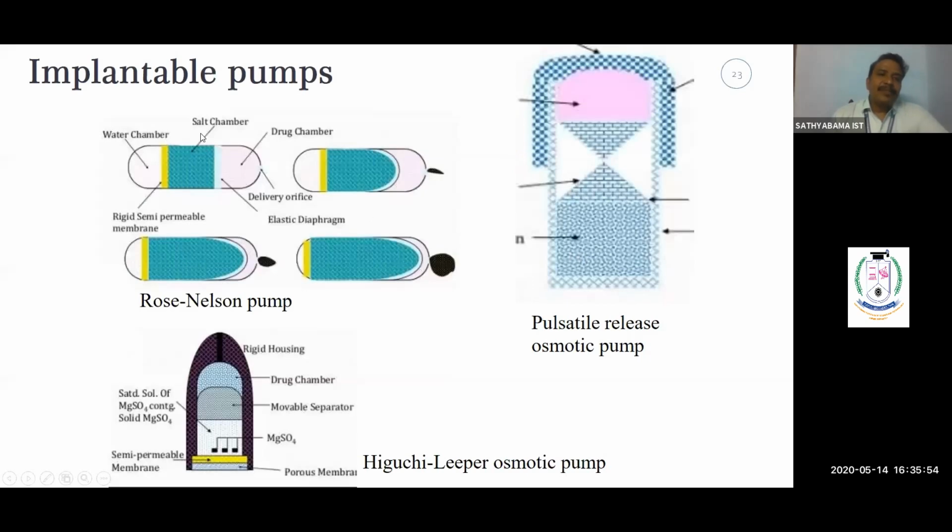Likewise, we have different models, and this is called an implantable pump, which is placed on the arm. The drug will be moving out. Why? Because you can find that a salt component, a drug component, and a water chamber are present. So when water enters the chamber, the salt chamber moves up so that the drugs can be released outside. So this kind of implantable pump is also present.